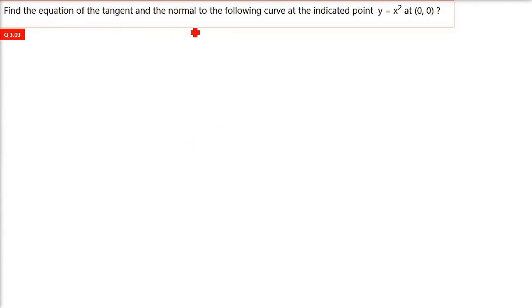Find the equation of the tangent and the normal of the following curve at the indicated point: y equals x square at 0, 0. This is quite easy. Now we have done questions like this. Y equals 2x square, dy by dx is going to be equal to 2x.